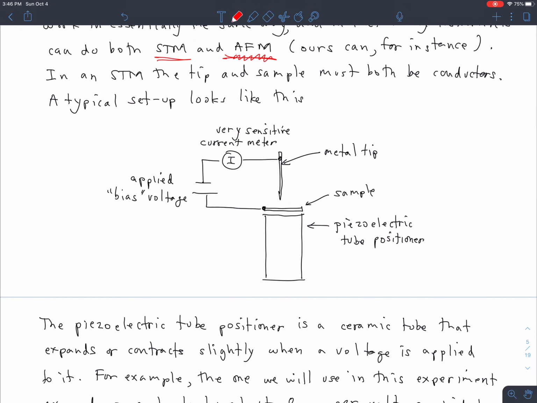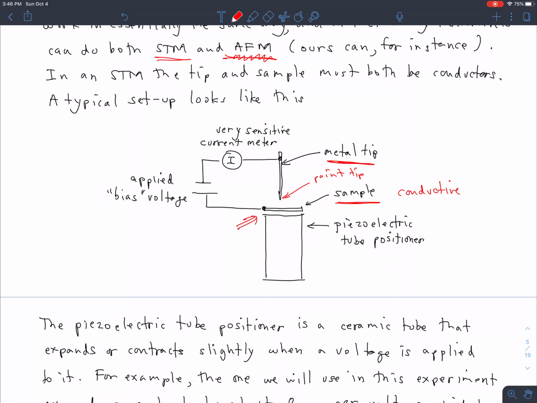You have a metal tip or a conductive tip of some kind with a very sharp point. There's a sample which also has to be conductive. So the primary limitation for the STM is that the sample has to be a conductor. It doesn't work, for example, if you're trying to take an image of a protein, because the proteins are good insulators. They're the opposite of conductors.